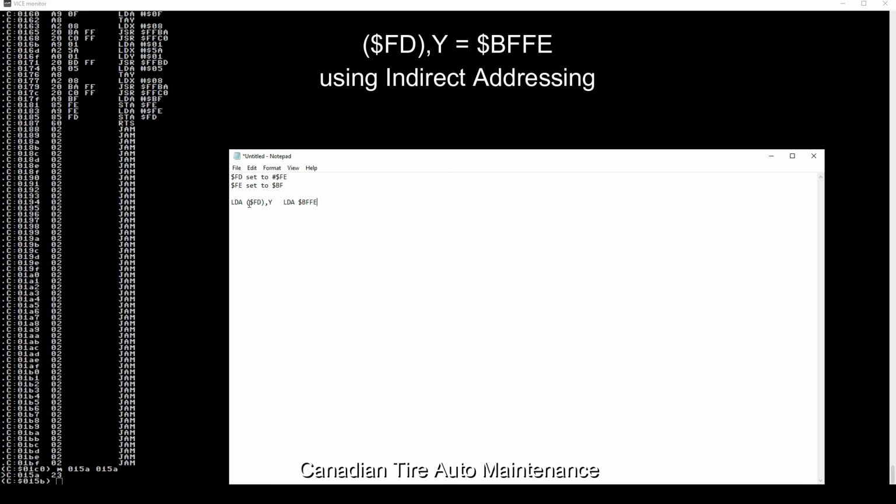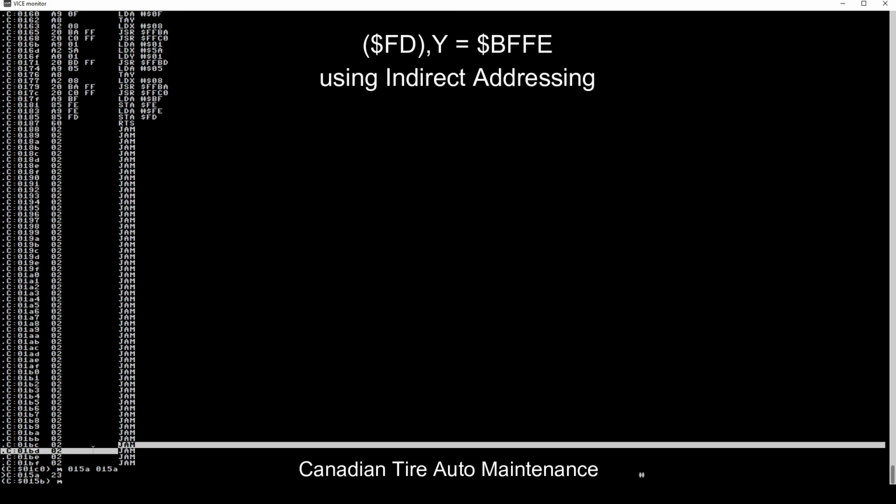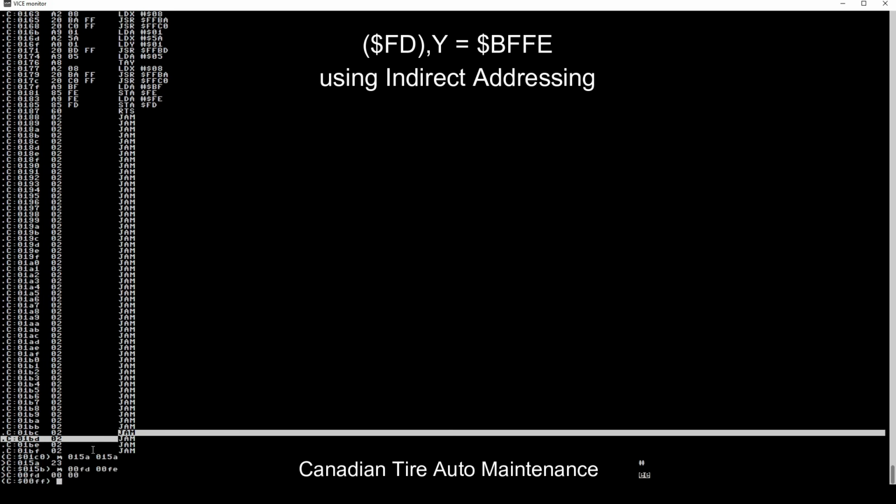It doesn't load the number FD. It doesn't load what's in FD. Just remember 2 brackets, 2 locations, 2 for 2. So what it does is it goes to location FD, and it takes the 2 bytes and uses those instead, known as indirect addressing.